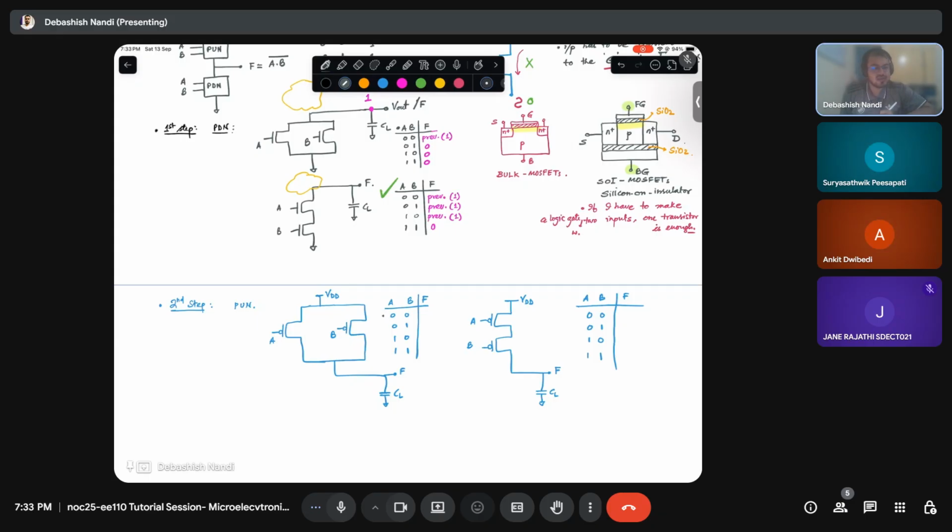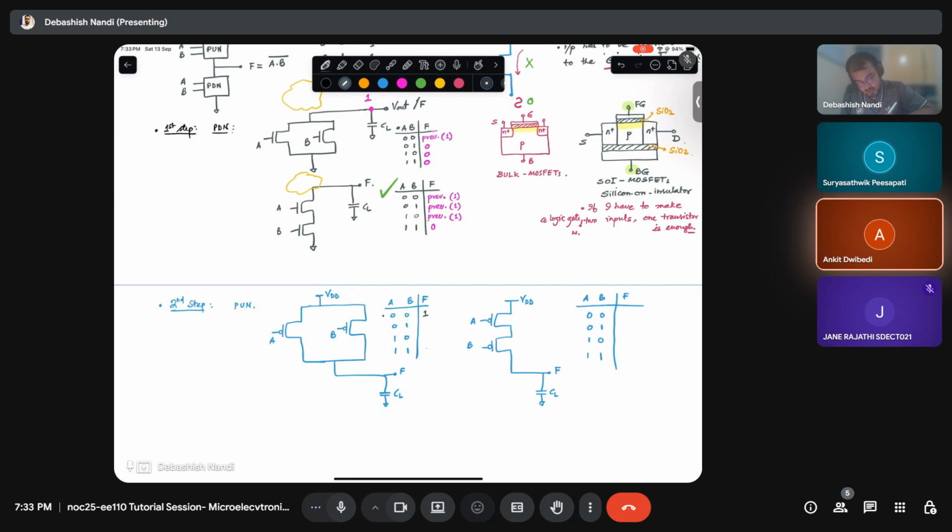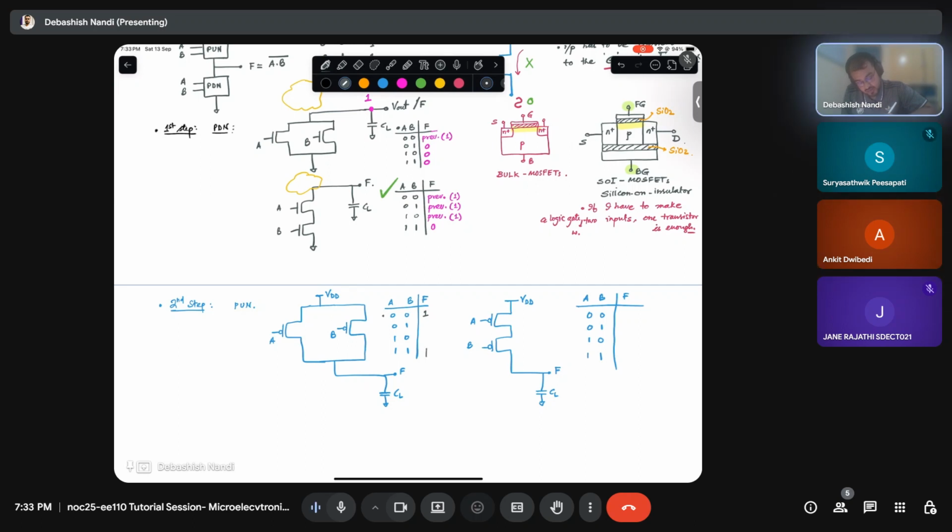Why? It is PMOS, right? 0 will turn on the transistor. It is 1, right? Only for one case it will be 1. For the rest of the cases it will hold the previous stage, because it is a capacitor, right? Yes, sir. I have not mentioned what the previous stage is. Mostly it will be 0 because we want to pull it up.